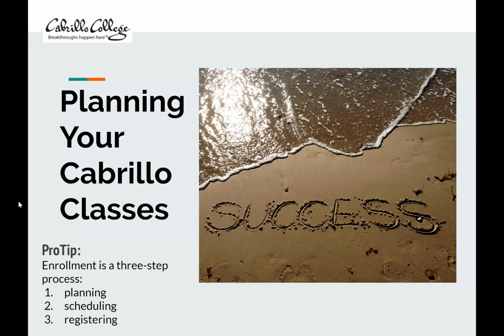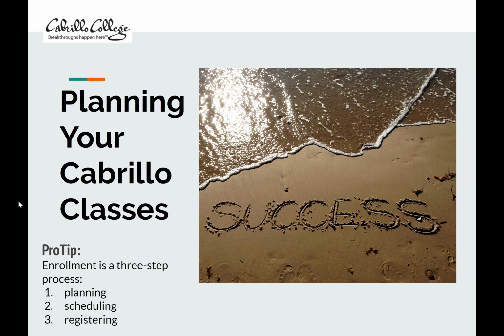Registering for classes is usually a three-step process. The first thing you can do is plan your classes. This can be done weeks, months, or even years in advance. These planned classes make up what is called your education plan, or Ed plan.